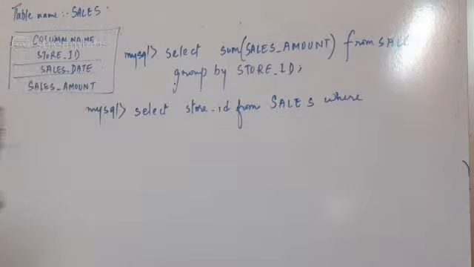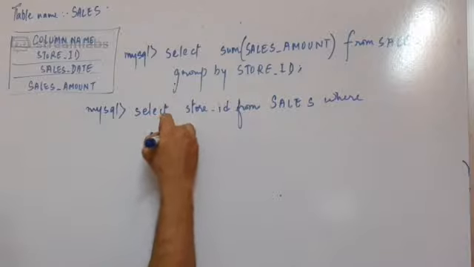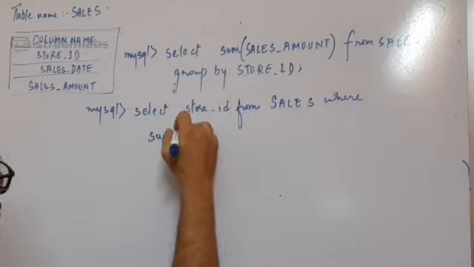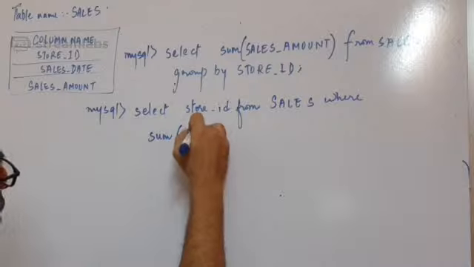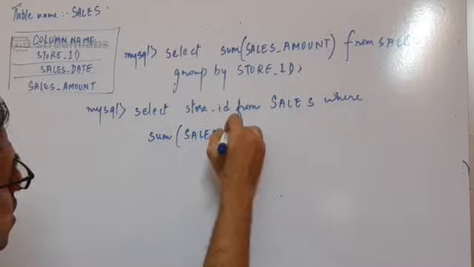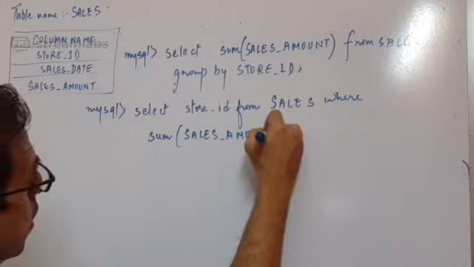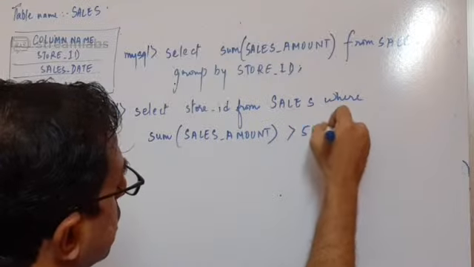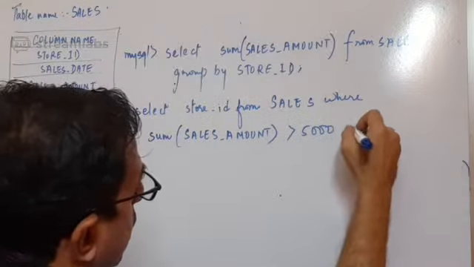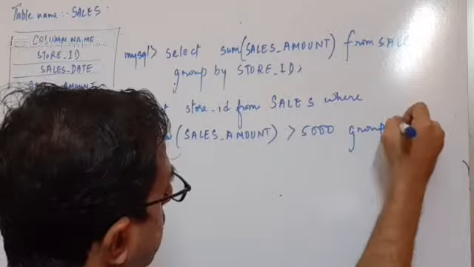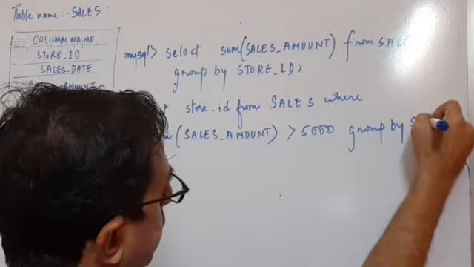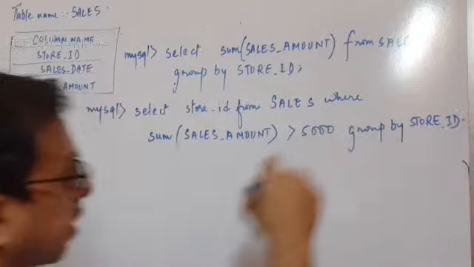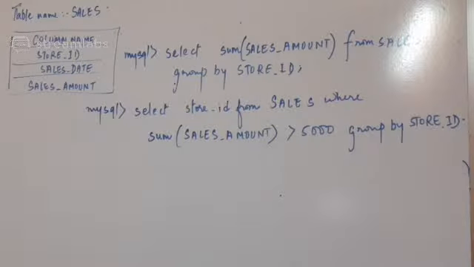where the total sales amount is over 5,000. So where sum of sales_amount greater than 5,000 and group by store_ID. This particular concept you can use.